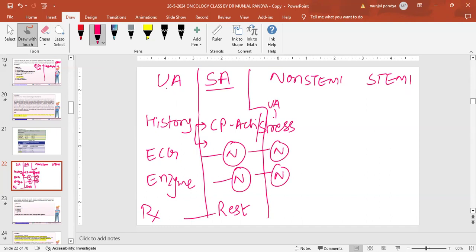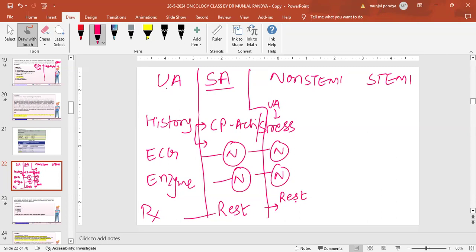Here, let me write it down. So what is the pain? It is chest pain, probably lasting longer and a little more severe, but if you do the ECG and enzymes, they are normal. How does it get relieved, or what's the treatment of unstable angina? How do you treat? Rest only. Do you feel that unstable angina will relieve with rest only, or do you need to add something on top of the rest?